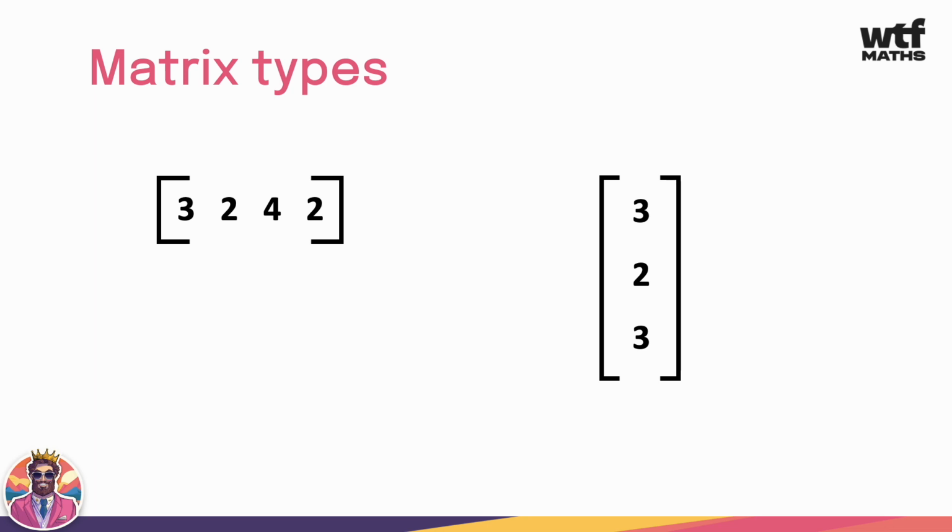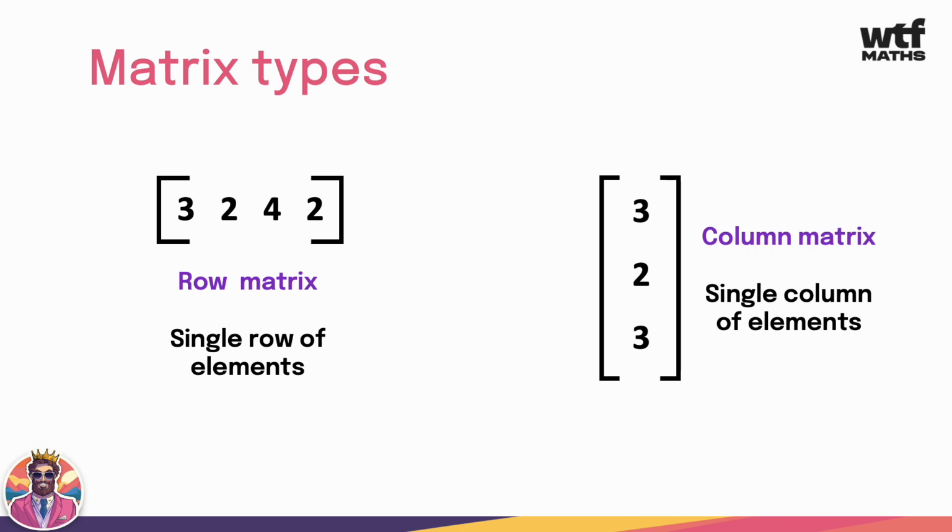Now there are some different types of matrices you might come across. For example, this first one here, we call a row matrix because it's just one single row of elements. The second type over here, we'd call a column matrix because it's just a single column of elements.